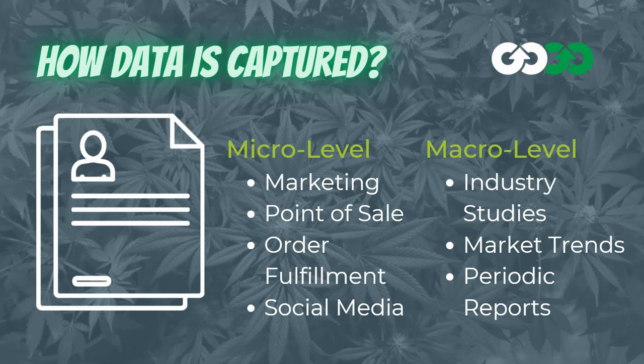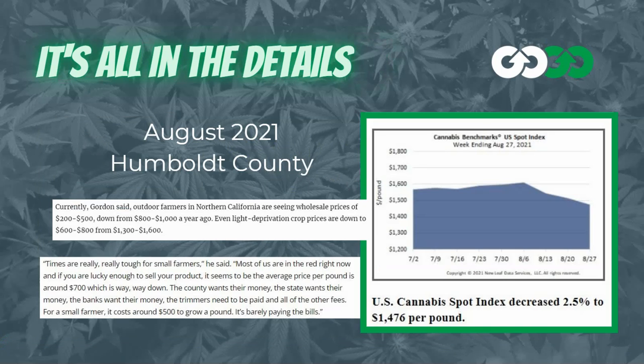We're also going to show an example in just a second of the types of data that come out from news sources and how to parse through that, or read between the lines. In either instance, micro or macro, you have to understand what you are looking for. So let's take, for example, some data coming out of another state. In this slide titled "It's all in the details," we highlight some information published from multiple sources in August of 2021, as it relates to the Humboldt County harvest.